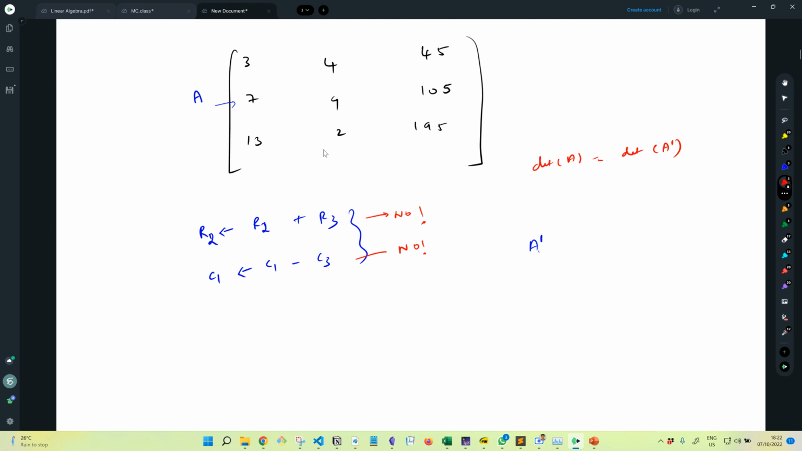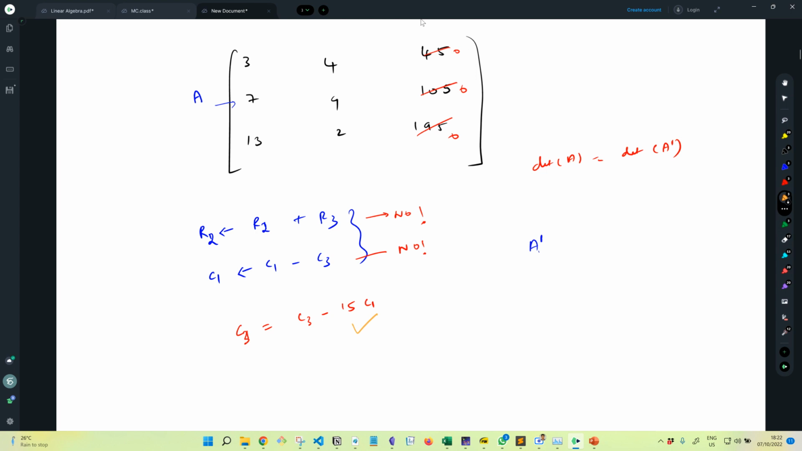Now, for this question, I'll suggest an operation. Let us add one more operation: C3 equals C3 minus 15 times C1. What will happen when you do this operation? 45 minus 15 times 3 is 0, so this entry will become 0. Similarly, 105 minus 15 times 7 will also be 0, and this will also be 0. Remember that this is also an elementary operation, which means it will also not affect the value of the determinant.